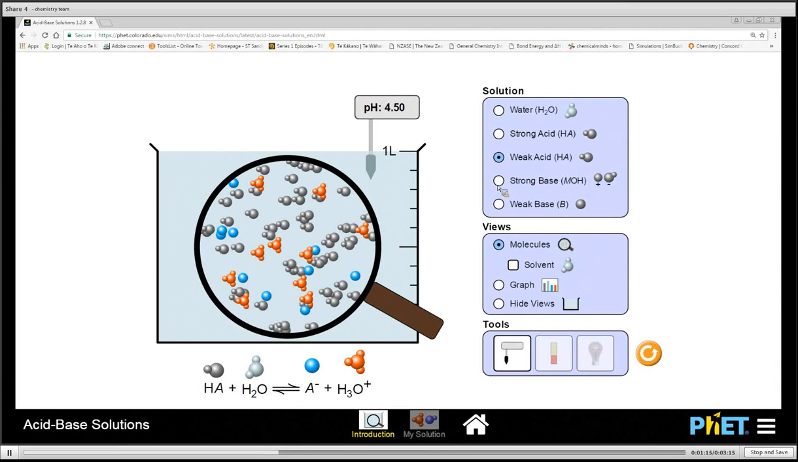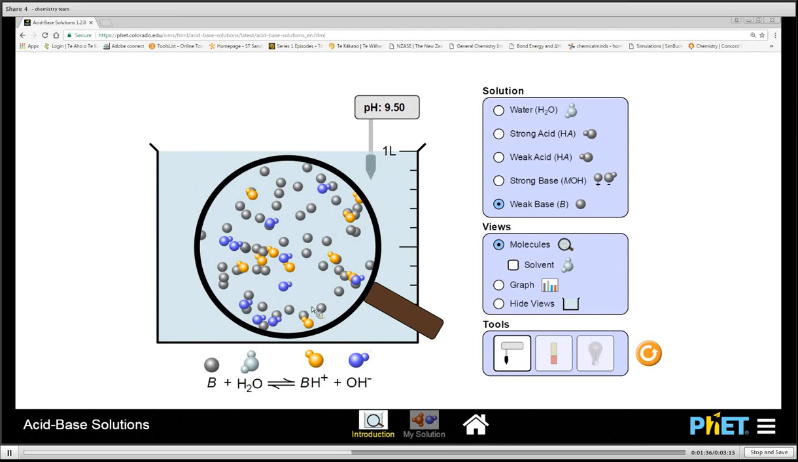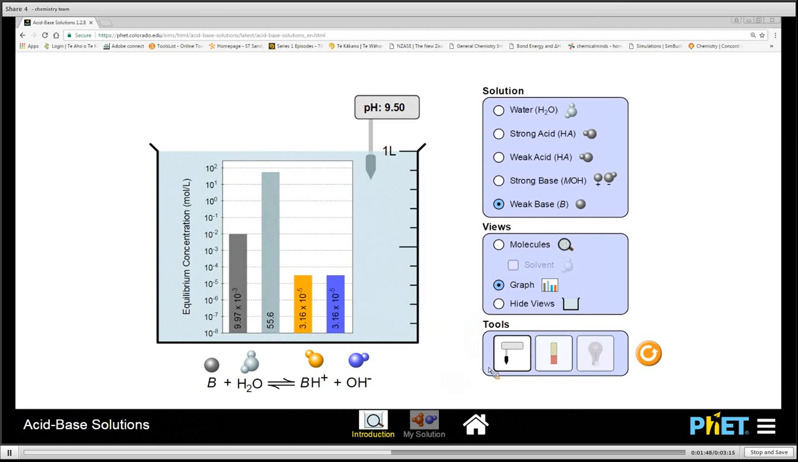What happens with a strong base? Notice with the strong base the pH goes up, and again we've got no gray base left. It has completely dissociated into the cation. It's normally a metal cation, that's why it's an M there, and the hydroxide. And because we've got lots of hydroxide, it's a high pH, compared to a weak base where we don't have as much hydroxide, so the pH drops a bit, but it's still above 7, and we have, again, lots of undissociated base. Explore this using the graphs, and you can explore these as well.